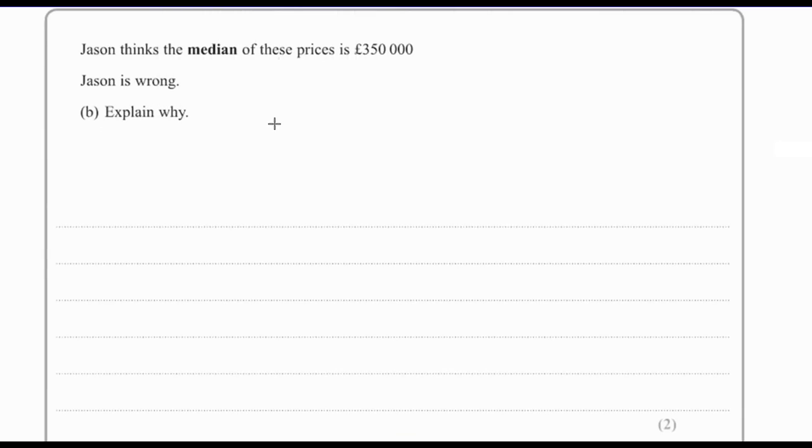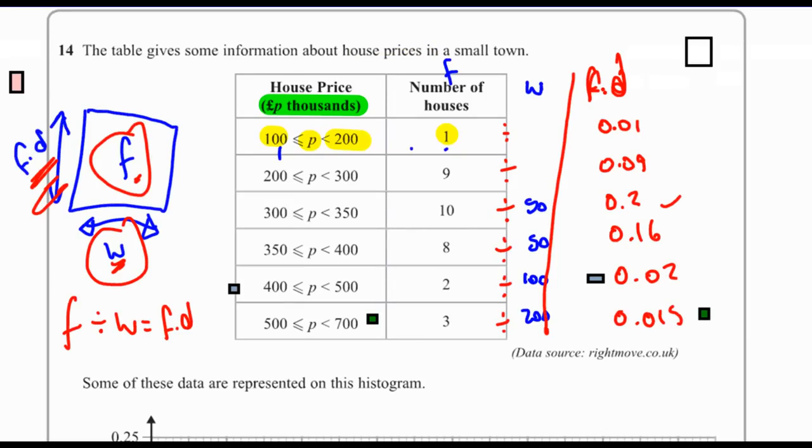Jason thinks a median of these prices is 350,000. Jason is wrong. Explain why. So let's look back at the graph and see where 350,000 is. And we're talking about the middle number. So is the median 350,000? So we'd just say 350 for using this table, aka here.